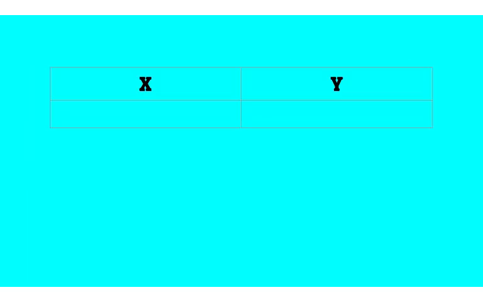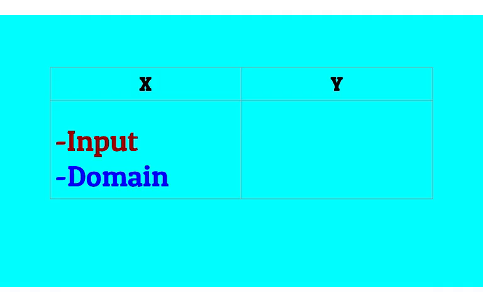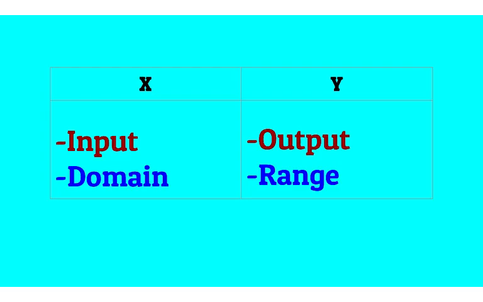Let's talk about the x and y value. The x is also known as the input or the domain, and you can use them interchangeably. And the y is also referred to as the output or the range. It's just something you're going to have to remember or memorize. So whenever you hear the word input, think of x. If you think of output, think of y.